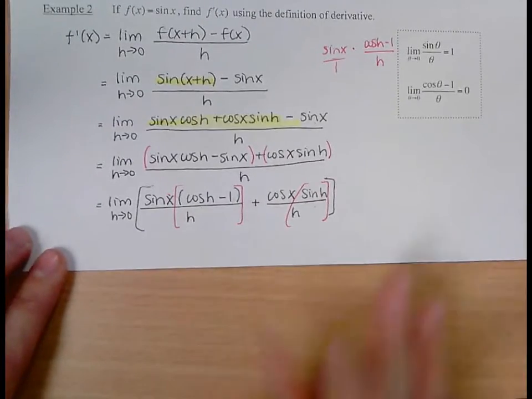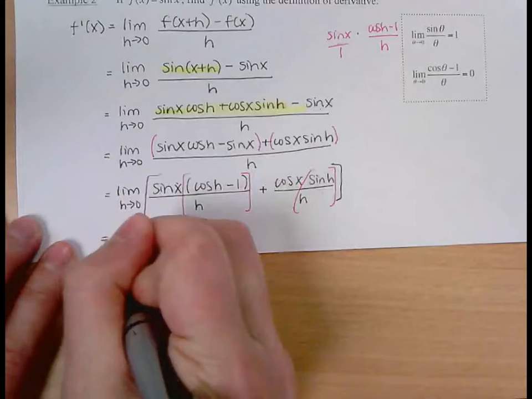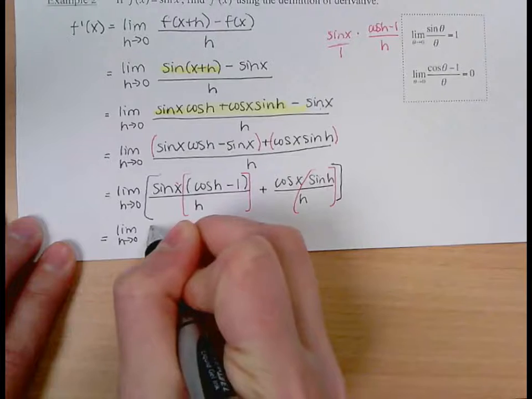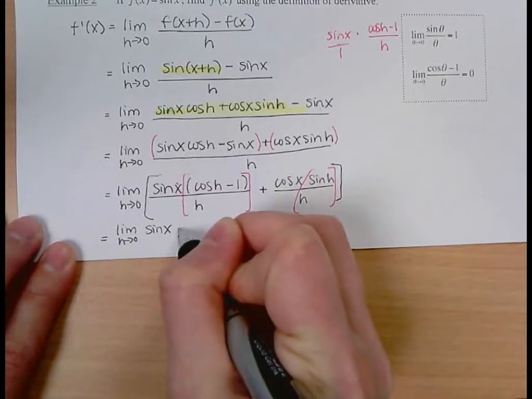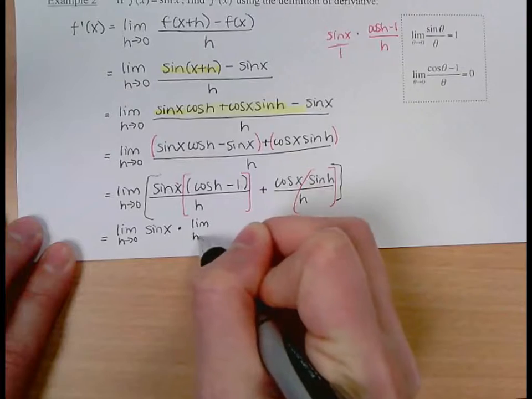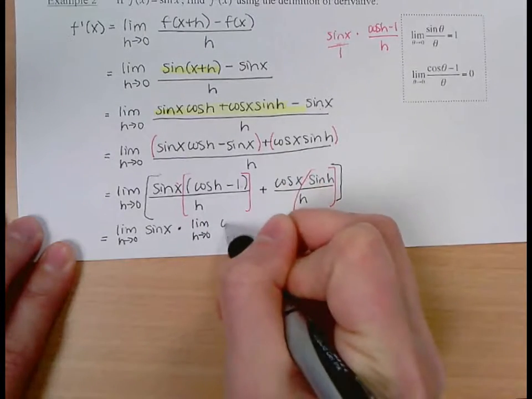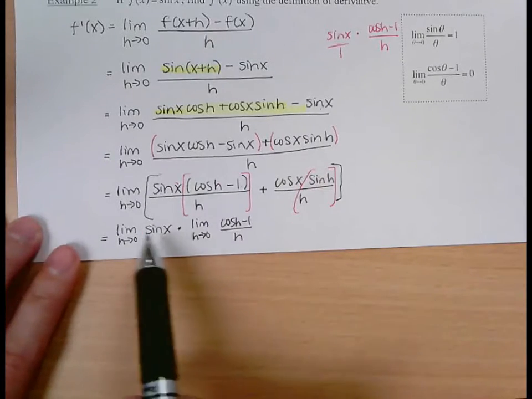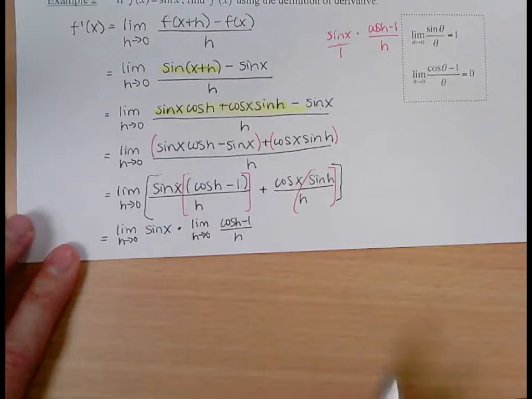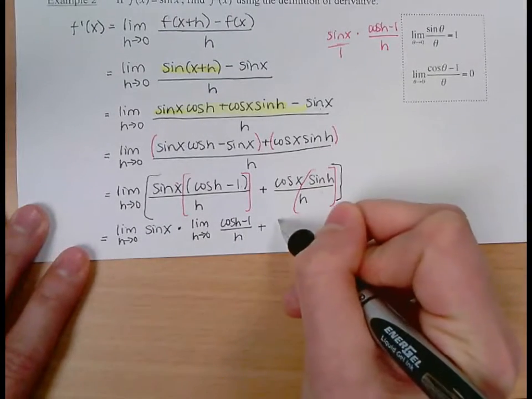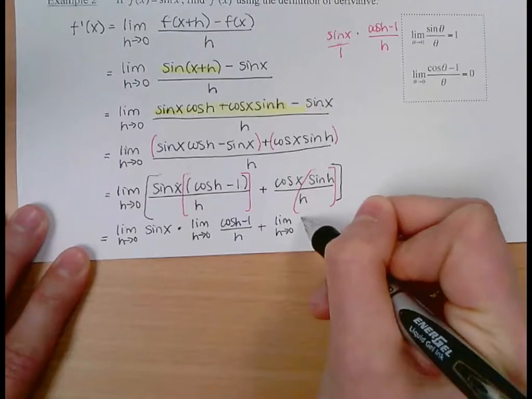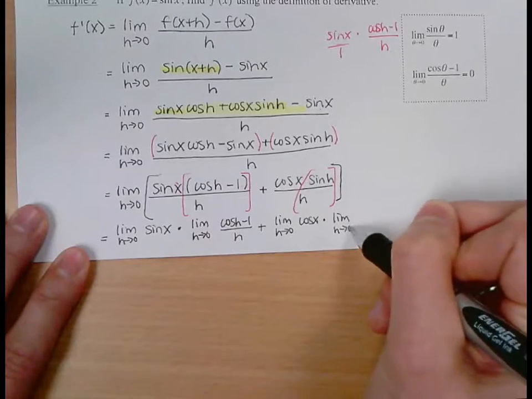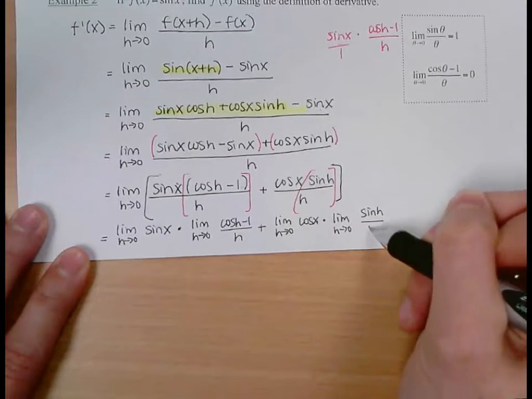Yep. So I'm going to split this into 4 different limits. So I have the limit as h approaches 0 of sine of x times the limit as h approaches 0 of my cosine of h minus 1 over h. So that's splitting that first fraction into 2 separate limits being multiplied together. And then I have plus the limit as h approaches 0 of cosine of x times the limit as h approaches 0 of sine of h over h.